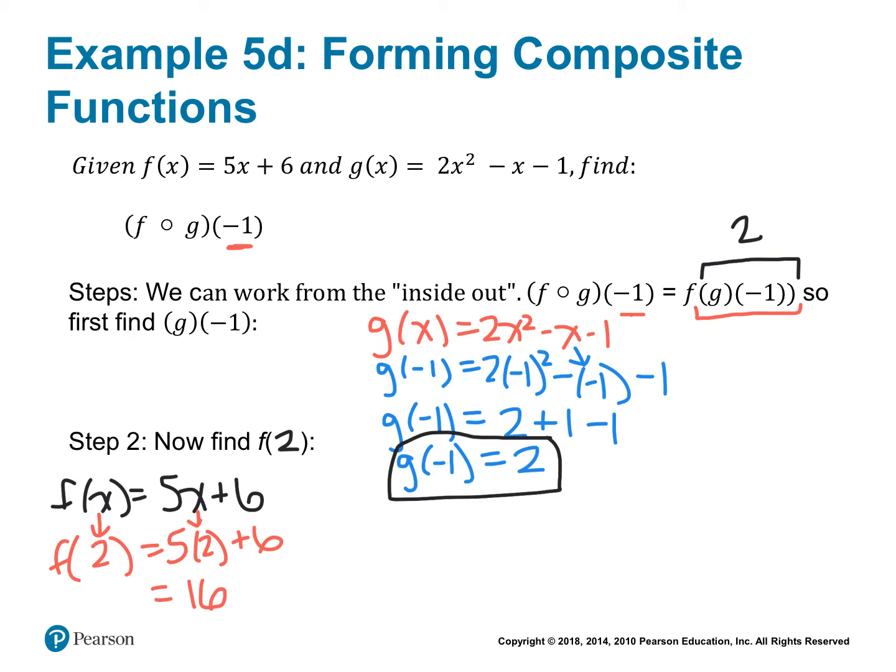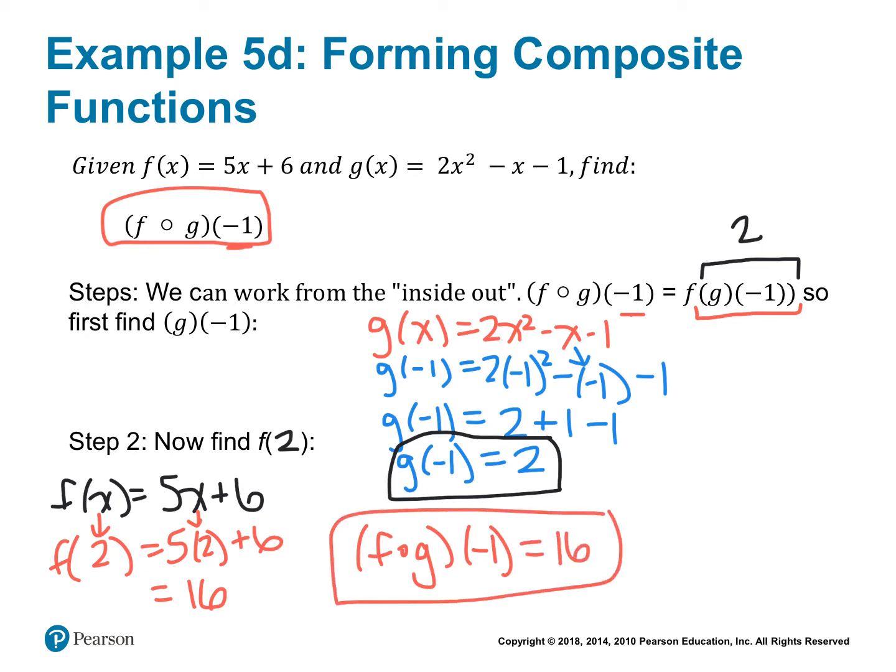So our final answer, we said we were trying to find this. So I'm going to write that. We got positive 16. So again, we ended up doing f of 2 because we found g of -1 was 2. So really I could just go from there and finish it out to find the f of 2.